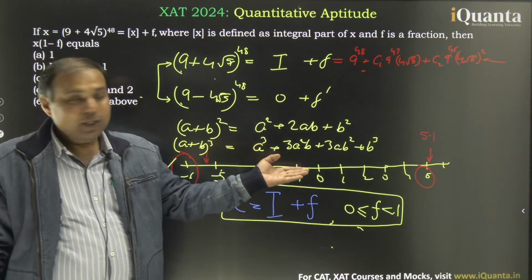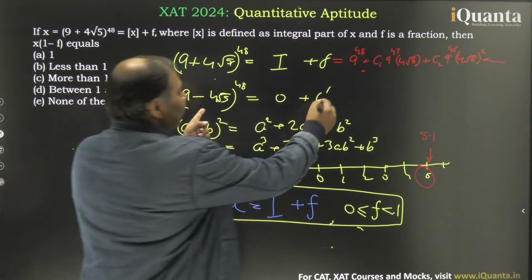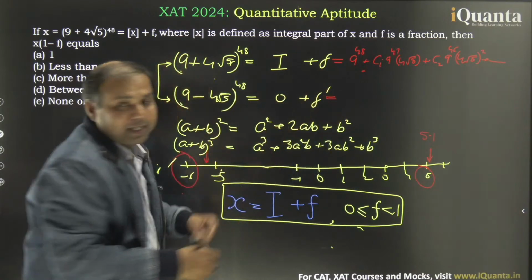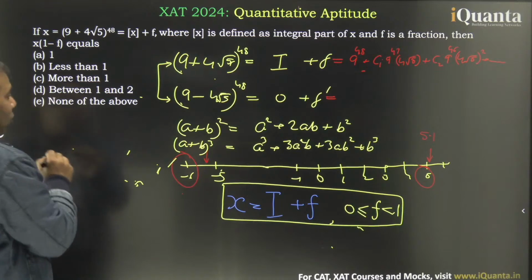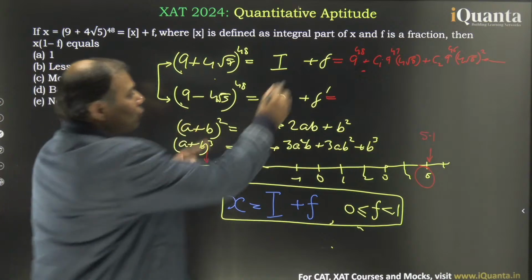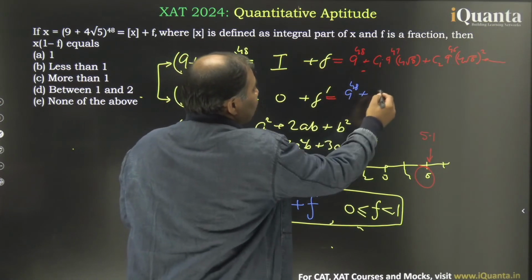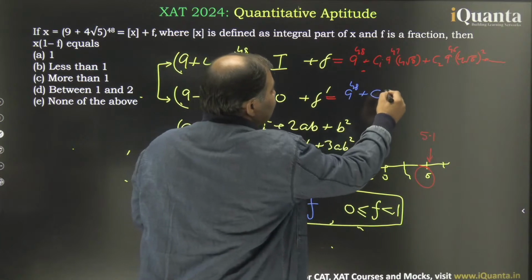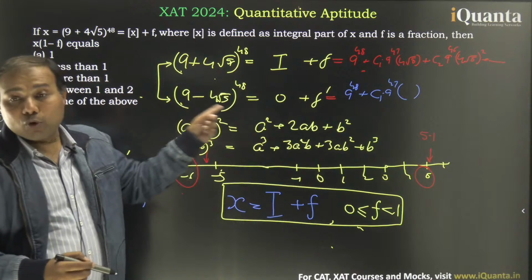It's the same way. So in this question, when I'm expanding this, what is going to be the difference? What is going to be the change? Its change is only in the sign of the second term. It's 9 minus 4 root 5. So the first term is going to be the same, 9 power 48. Next term with C1 same, and 9 power 47 again same. But in this bracket, it will be minus 4 root 5.